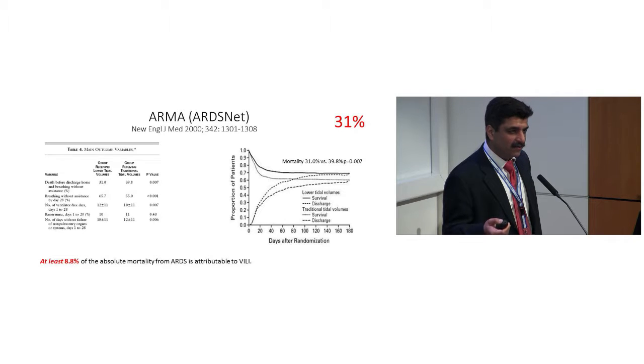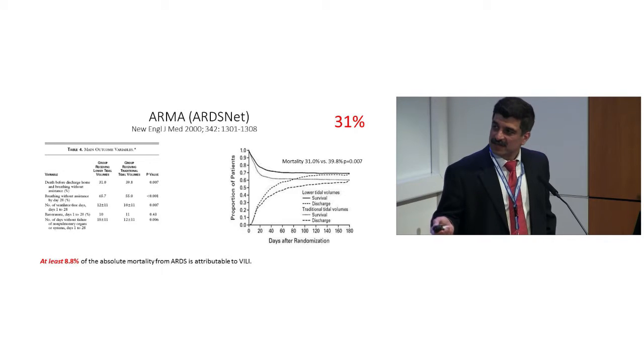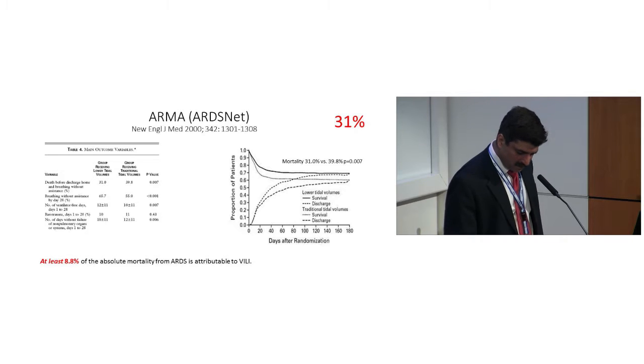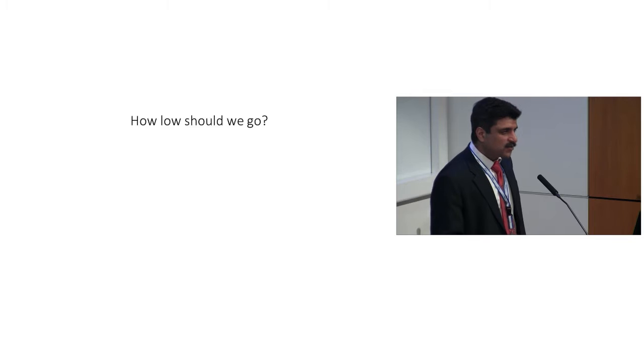6 ml per kg tidal volume, ventilate them gently. There are lots of other things that go on. There's a high PEEP strategy behind it, but just getting that part right, you can make such a profound difference. And then there's the next question, how low should we go? Is 6 ml enough?